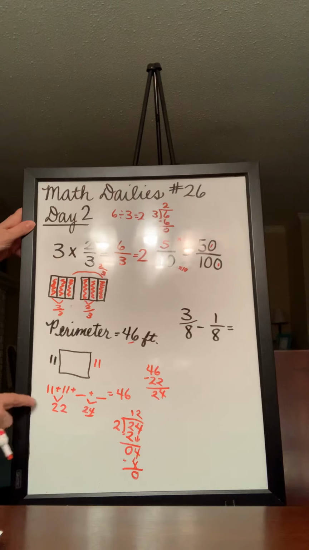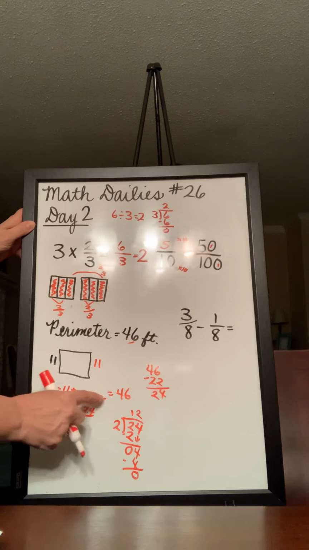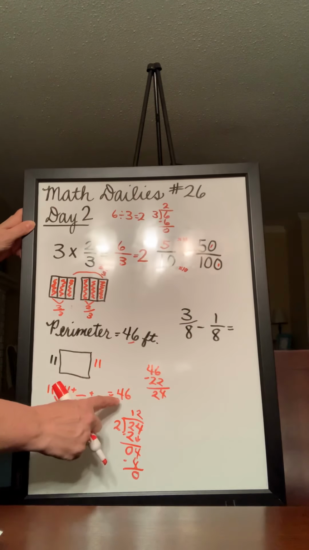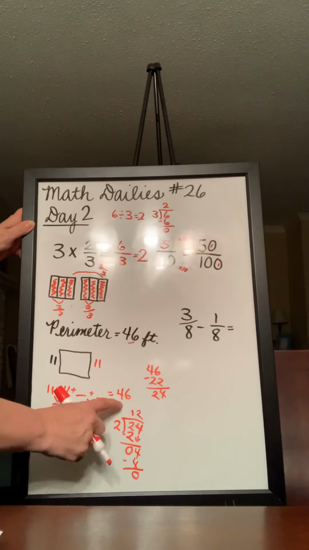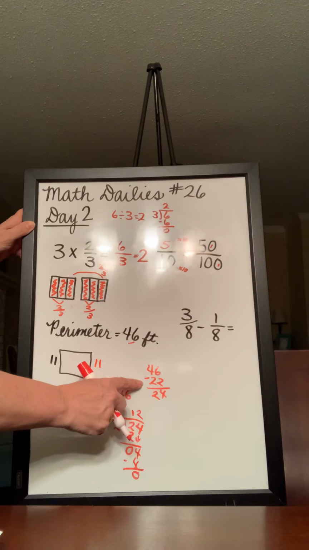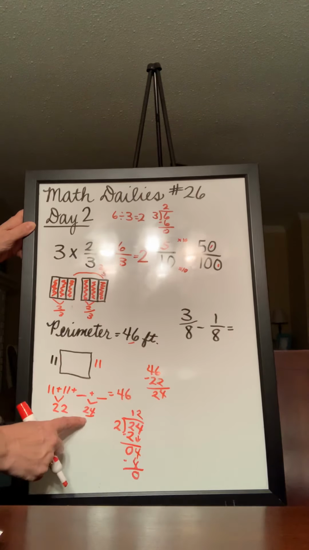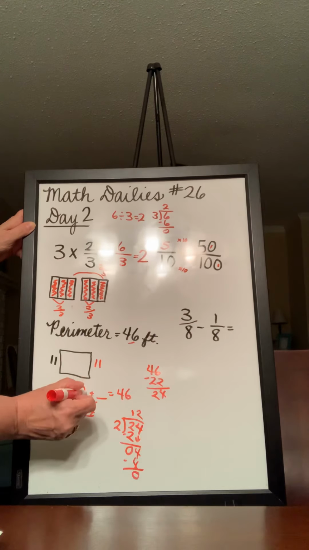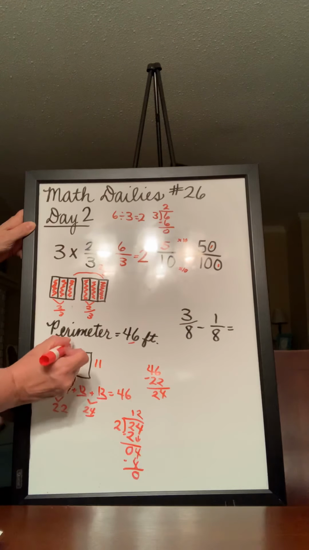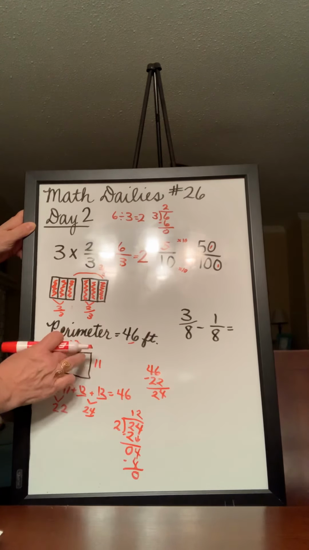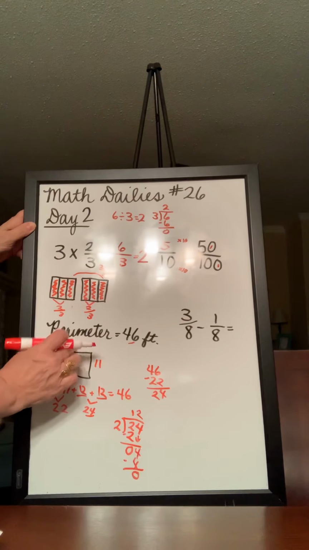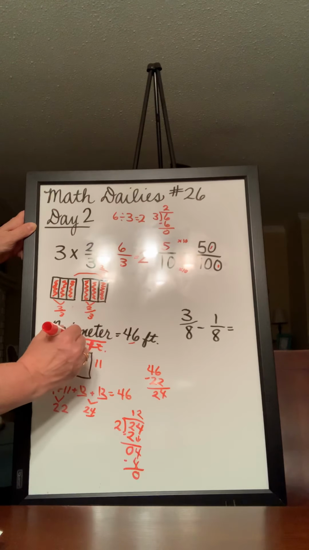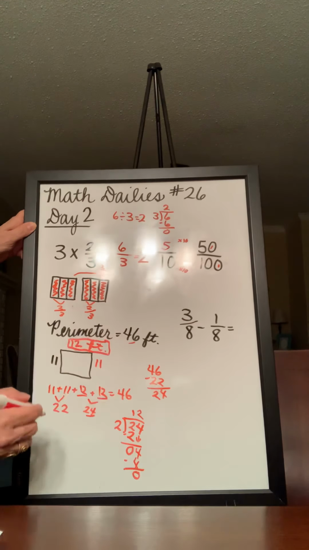So if that was in the glare, we had 11 plus blank equals 46. Well, 11 plus 11 is 22. So we know 22 plus blank is 46. We subtracted 46 minus 22 and got 24. And if we split 24 into 2 equal parts, we get 12. So our missing width is 12 feet. So that is the answer, 12 feet.